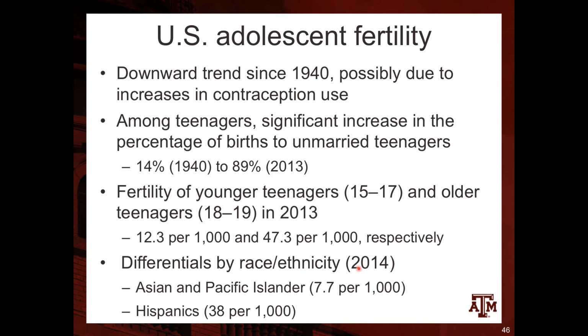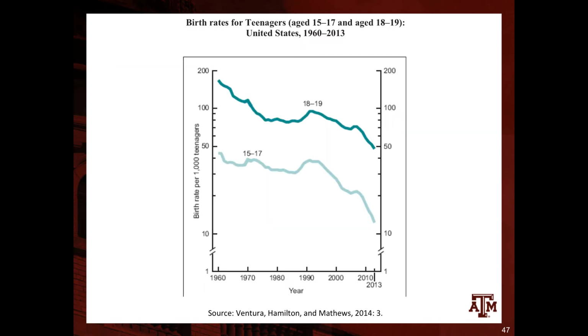And you see that using data from 2014, Asian and Pacific Islander teenagers had around 7.7 children per 1,000 women, and Hispanic teenagers had around 38 children per 1,000 Hispanic adolescents. And in terms of the differentials by age, as we saw before, the rates are higher overall for older teenagers compared to younger teenagers.